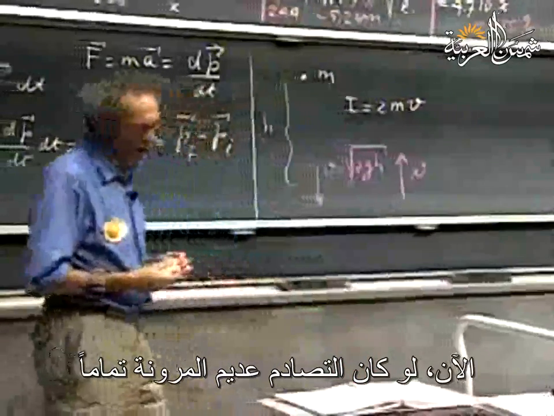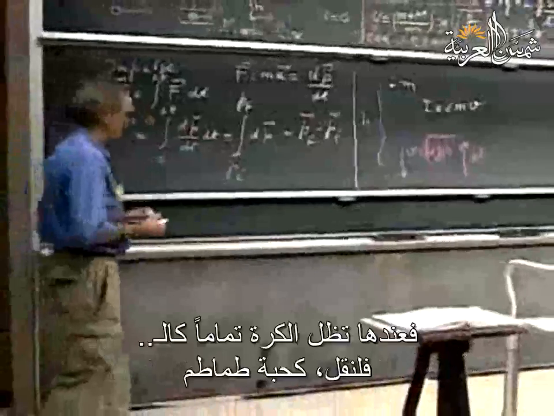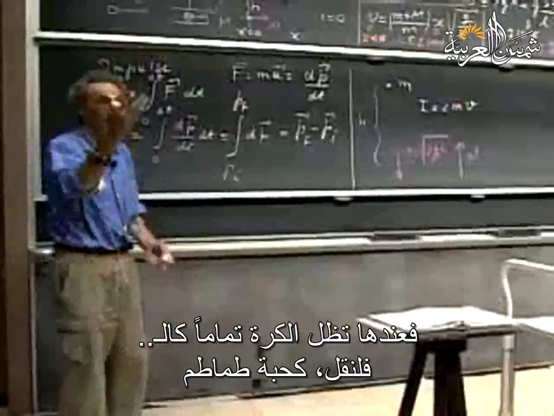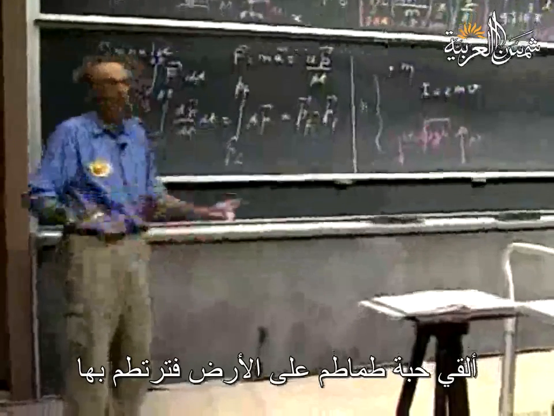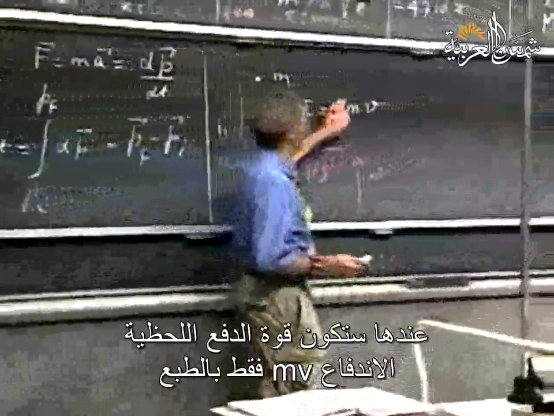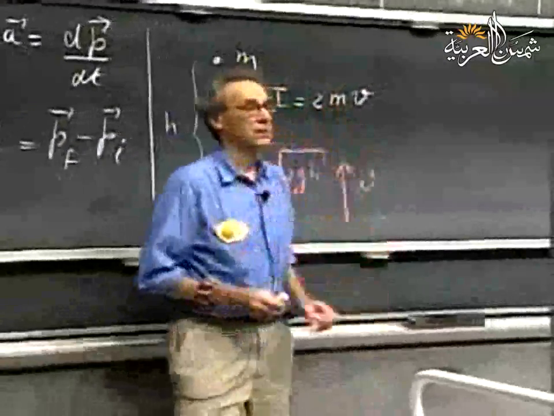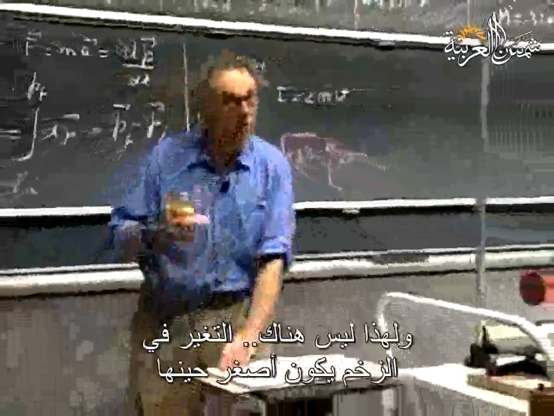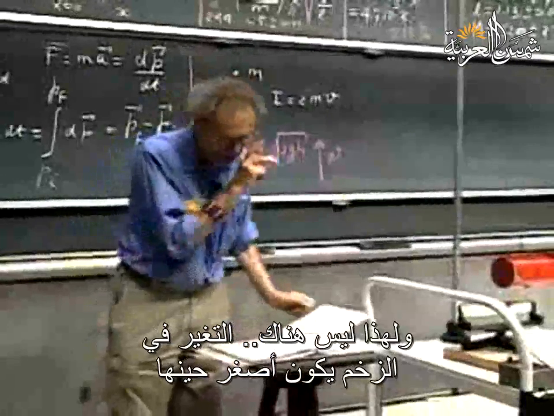Now, if the collision were completely inelastic, like a tomato, I throw a tomato on the floor, it has no speed anymore when it hits the ground, then of course the impulse would only be mv, because it doesn't come back up. So the change in momentum is then smaller.